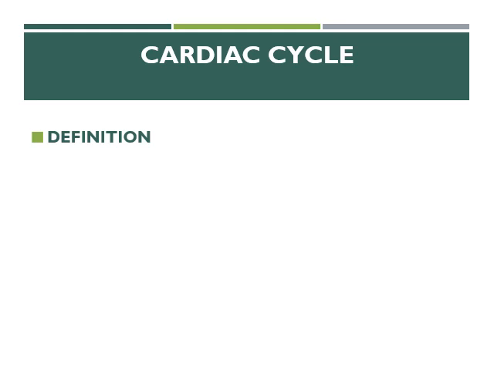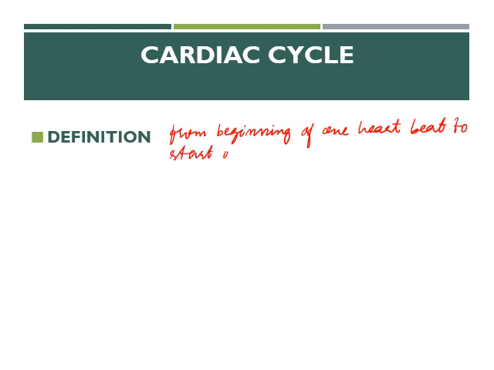Cardiac events that occur from the beginning of one heartbeat to the start of the next heartbeat are called the cardiac cycle. These events occur in two phases.